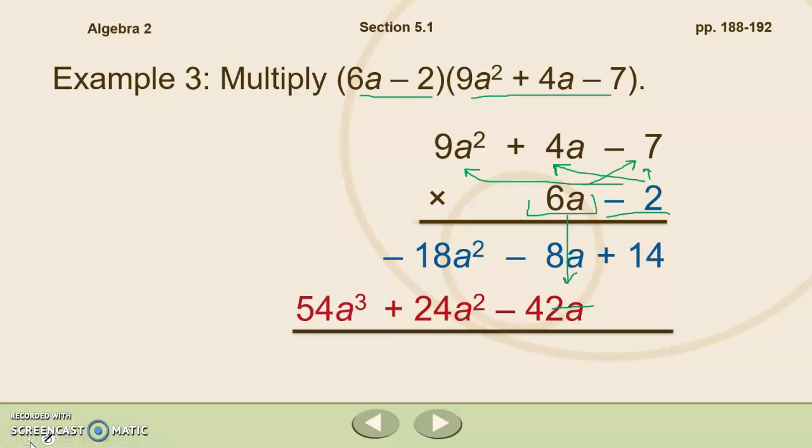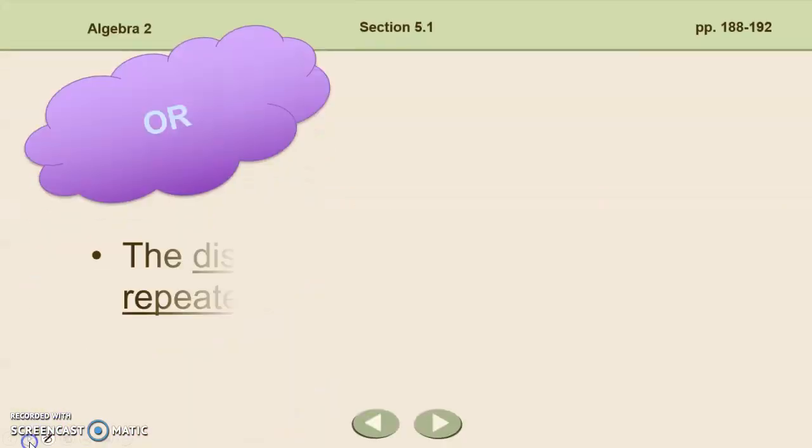Once we've multiplied everything, we'll then combine our like terms. 14 plus 0 is 14. Negative 8a and negative 42a is negative 50a. Negative 18a squared plus 24a squared is 6a squared. And 54a cubed plus 0 is just 54a cubed. So we have finished with that example, multiplying that binomial times that trinomial. Again, you can FOIL or you can use this stacked alignment to help you multiply.